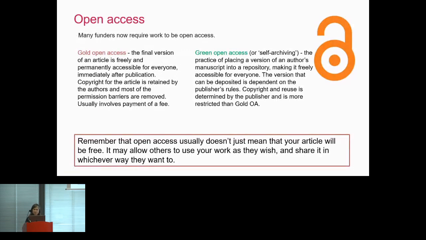Many funders of science, especially public funders, require work to be open access. And there are different models of open access which exist. These include diamond or platinum. This is essentially free to authors and readers. Gold, which often involves paying a fee to a publisher to publish, rather than the reader paying to access. And green, which is a free option where the author self-archives.